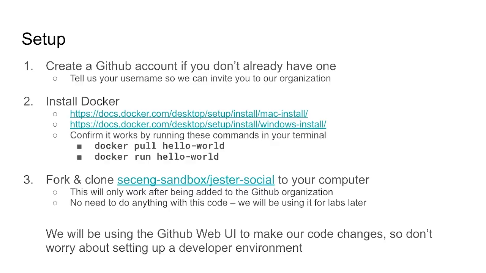If anyone else wants to be invited to the GitHub org, let us know your username. The second step is to optionally install Docker if you don't have it. Then one of the repos in the org is going to be called Jester Social. You can click on it, create your own fork, and then clone it locally if you want. If you need any help with any of those steps, let us know. We'll give you a few minutes.